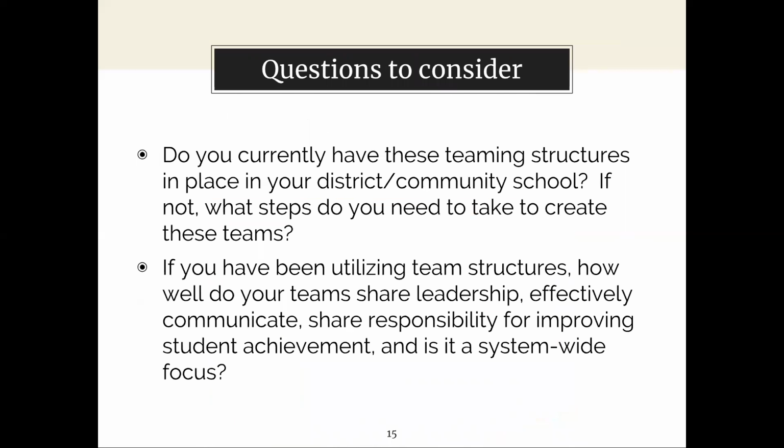Here are some questions to consider. Do you currently have these teaming structures in place in your district or community school? If not, what steps do you need to take to create these teams? If you've been utilizing teaming structures, how well do your teams share leadership, effectively communicate, share responsibility for improving student achievement, and is it a system-wide focus? You may wish to pause the webinar now to discuss these questions.